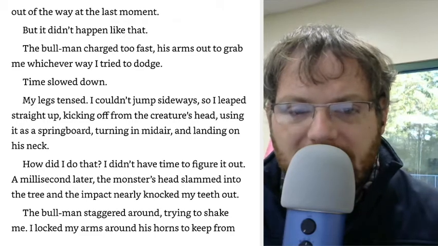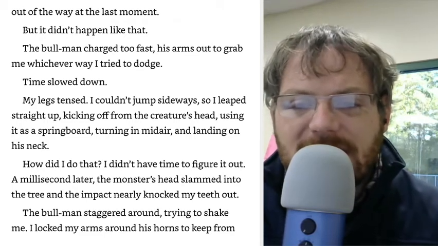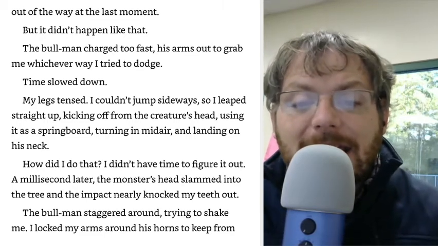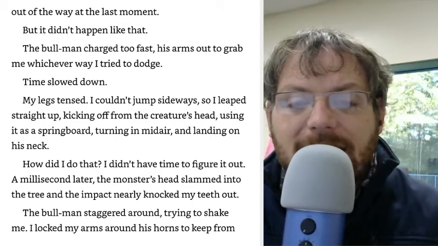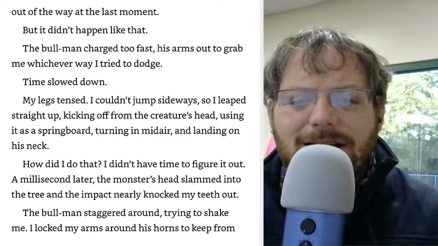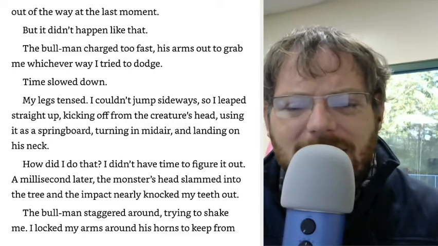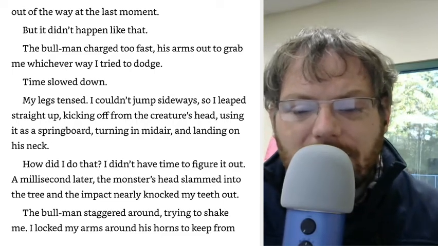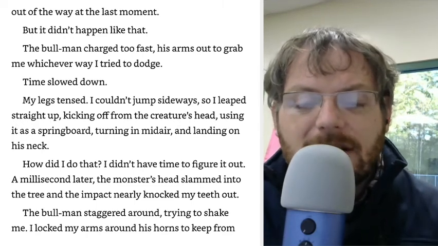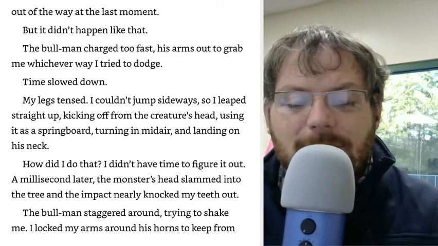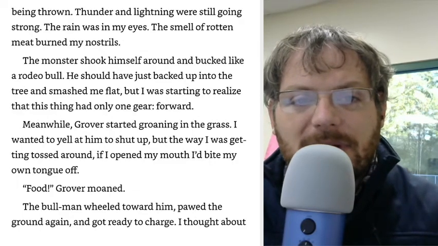Time slowed down. My legs tensed. I couldn't jump sideways, so I leapt straight up, kicking off from the creature's head, using it as a springboard, turning in midair and landing on his neck. How did I do that? I didn't have time to figure it out. A millisecond later, the monster's head slammed into the tree and the impact nearly knocked my teeth out. The bowman staggered around trying to shake me. I locked my arms around his horns to keep from being thrown.